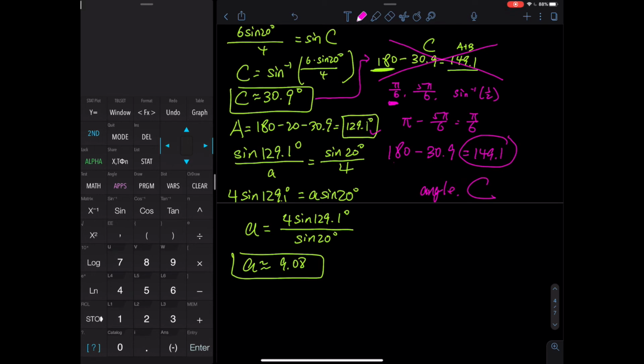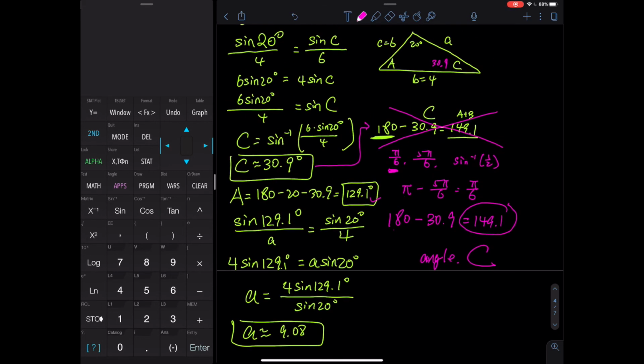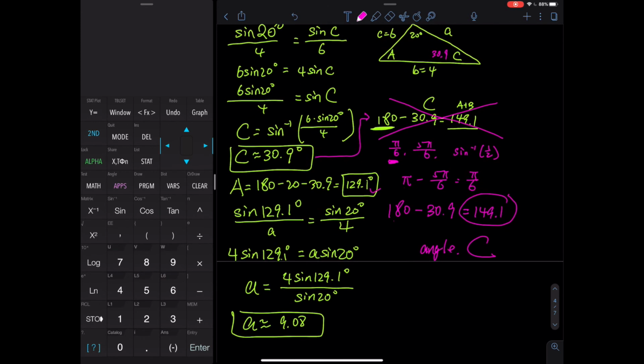But is this possible? Let's find out. So I just said that this is angle C, right? What else do we know? Back to the triangle, we have angle B equals 20. So we take 149.1, which I said is a possible answer for C, and add 20 to it. So this is 169.1, which is less than 180 degrees. So there are two possible triangles.